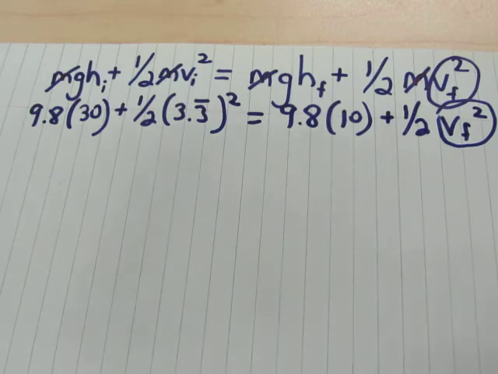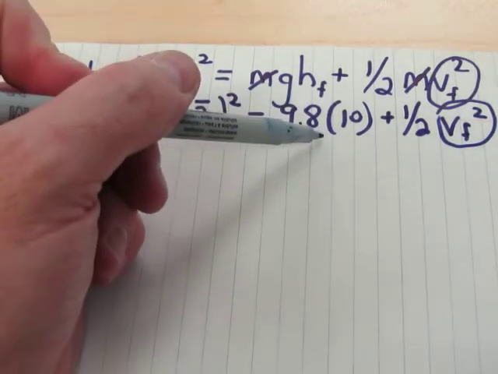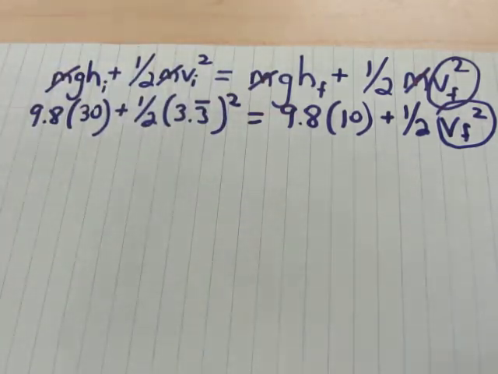So you need to isolate and solve for VF. You can take as many lines of work to do that as you want, but you're at the point now where you shouldn't need extra lines of work, and actually you should have rearranged before reaching this point. But let me hammer all this out. 9.8 multiplied by 30. I'm going to add on 1/2 multiplied by 3.3 repeating squared. I'm going to bring over 9.8 times 10. That's going to be negative.